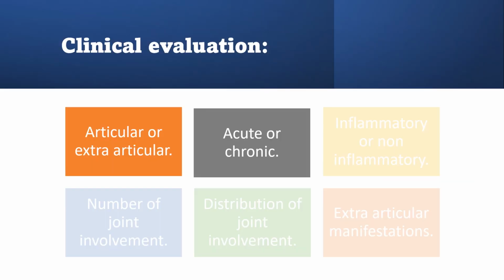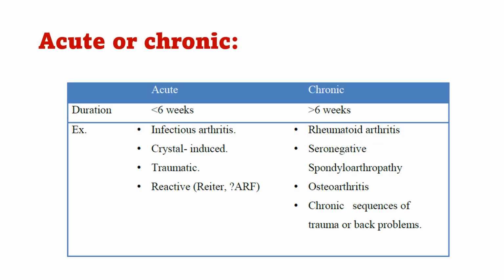The second question: whether the musculoskeletal problem or the joint pain is acute or chronic. How can we differentiate? We use a duration of 6 weeks. If the duration of joint pain is less than 6 weeks, this is called acute. If it is more than 6 weeks, this is called chronic. As examples of acute, we will think about infectious arthritis. This is the first differential diagnosis.